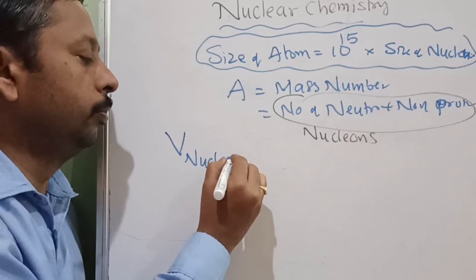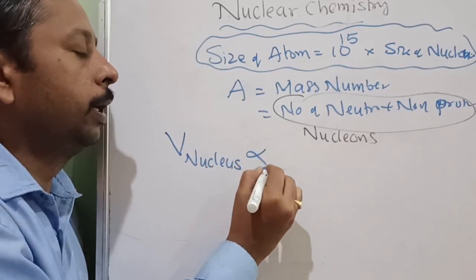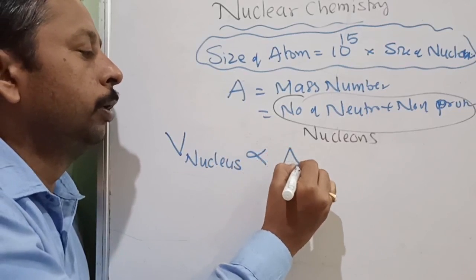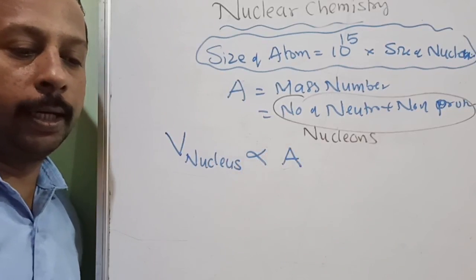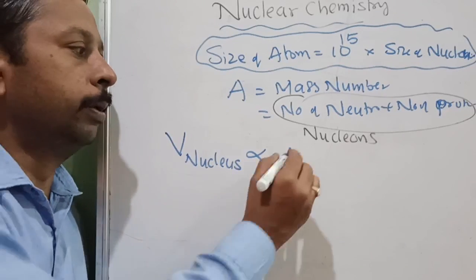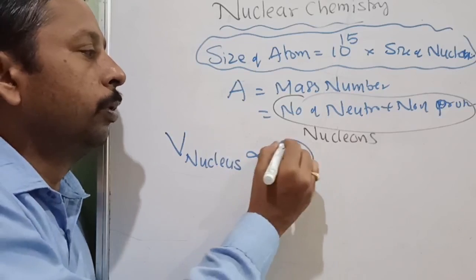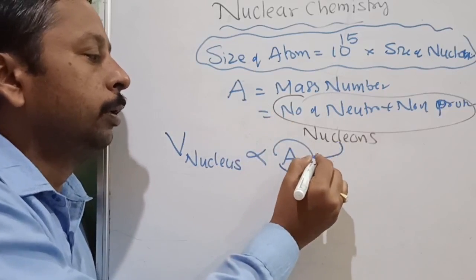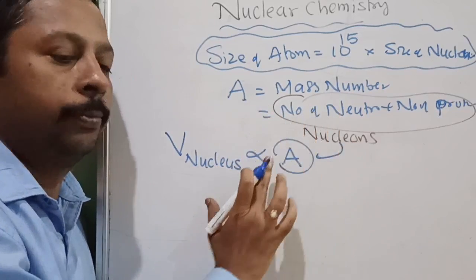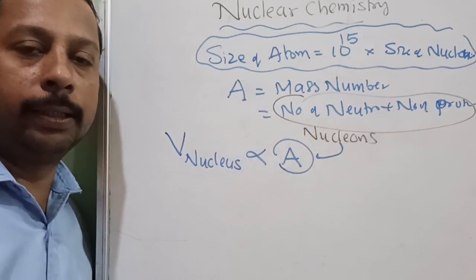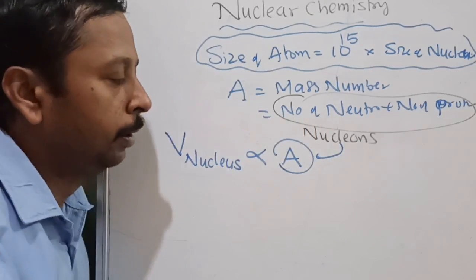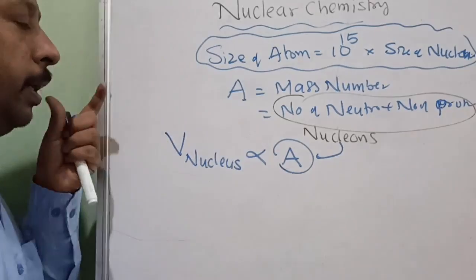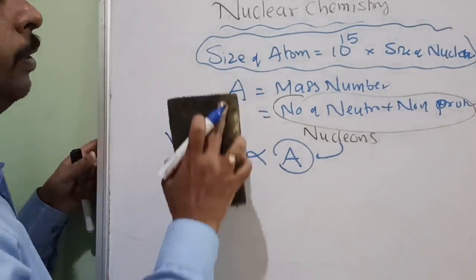Volume of what? Nucleus. Okay, directly proportional to mass number, because the more nucleons, the more will be the volume. Is there any problem in this sentence? It's a basic sentence. Okay, so here I am using this basic sentence. I am going to derive this sentence.